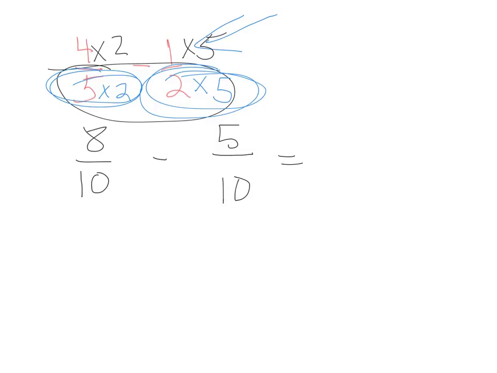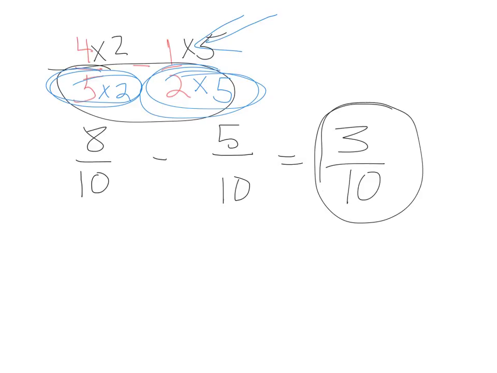8 minus 5, almost made a big mistake there. 8 minus 5 is 3, and I'm over 10, and guess what? 3 will go into 3, but it doesn't go into 10. 2 will go into 10, but it does not go into 3, so I do not need to simplify this fraction. Alright? Review that if you need to, otherwise we're going to move on to a second problem.